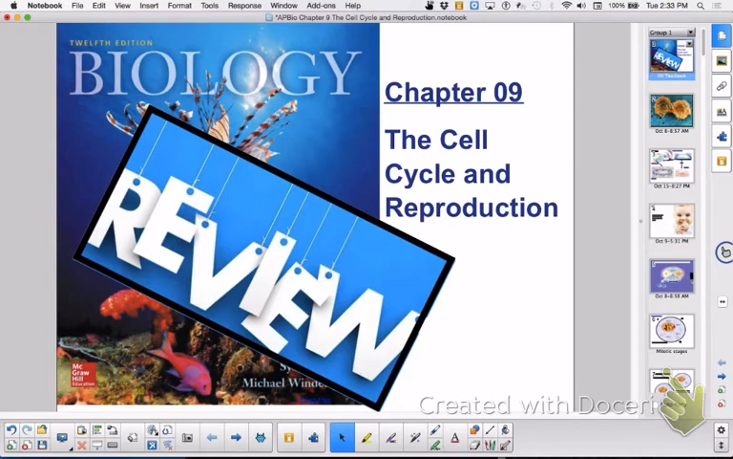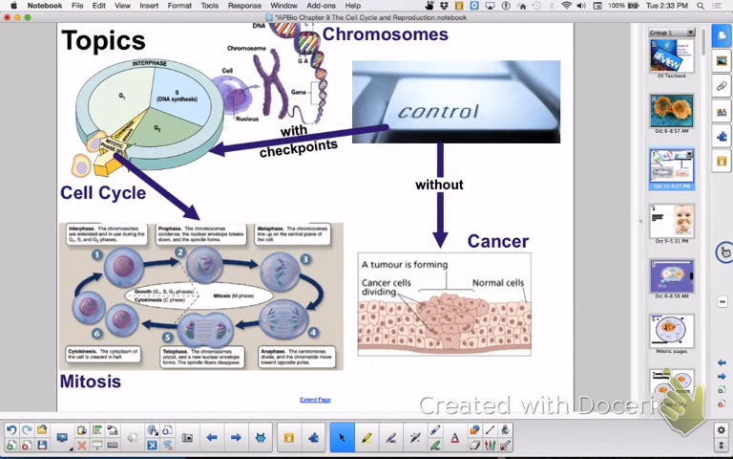We're going to review chapter 9, the cell cycle and reproduction. If you remember from when we first started this unit, definitely a big ticket item is the cell cycle. Not only what happens at each part of the cell cycle, but how it's regulated. We focused on controls of the cell cycle, what keeps it going, what stops it.